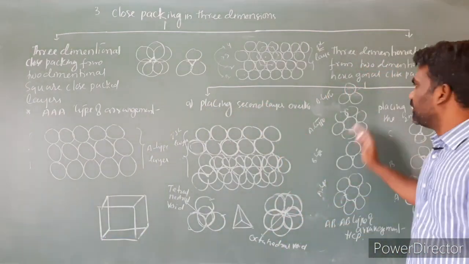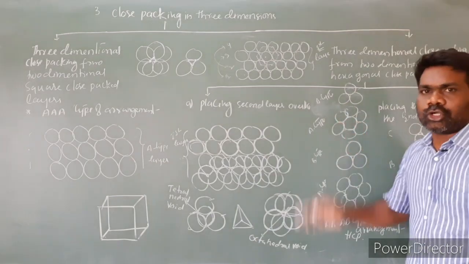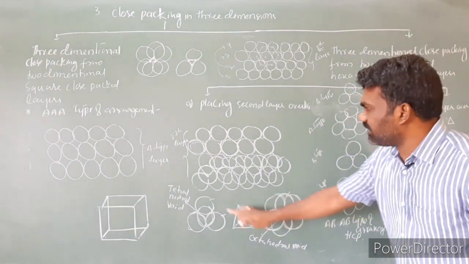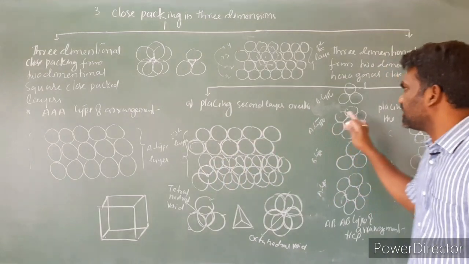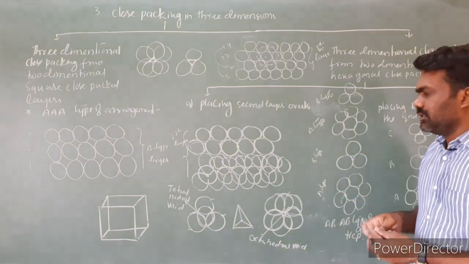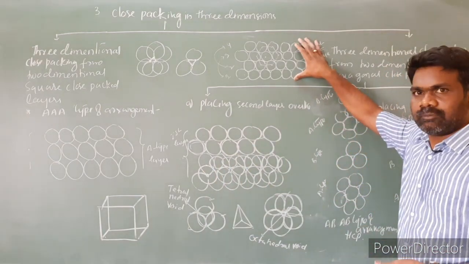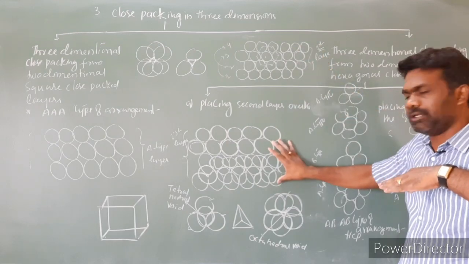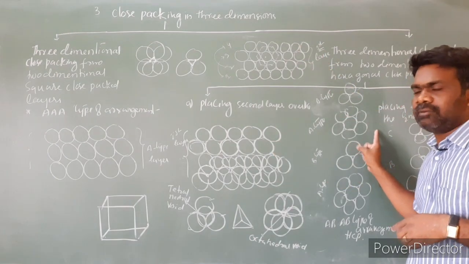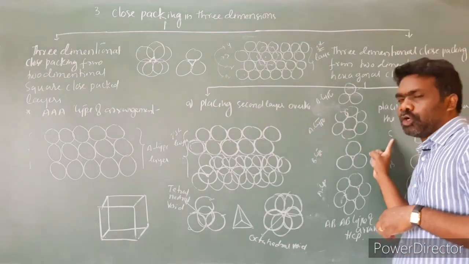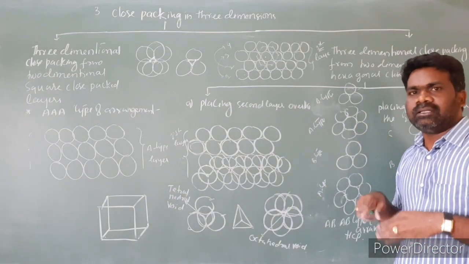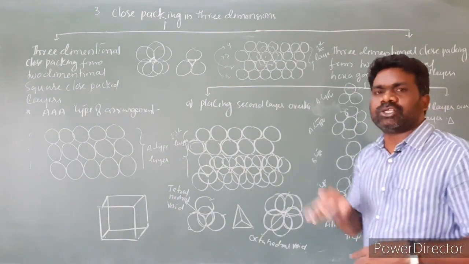The second case is placing the third layer over the second layer. We placed the first layer, then the second layer. Now we are discussing placing the third layer. Upon the first layer we place the second layer, and once the second layer is completed, we come to the third layer. Placing the third layer on the second layer can be done in two different ways.